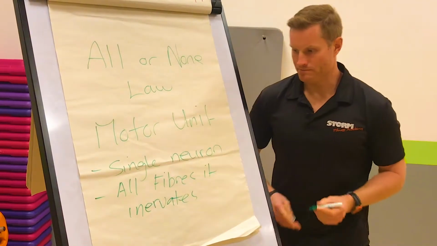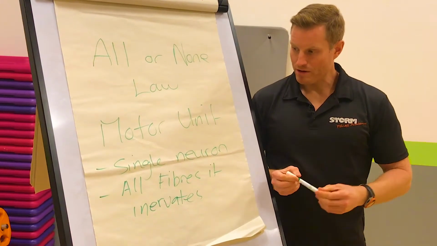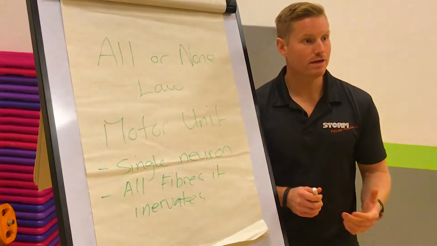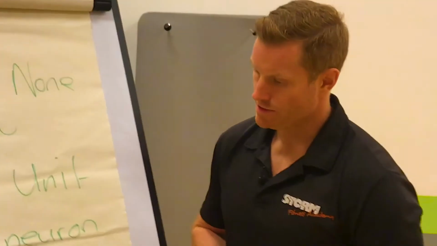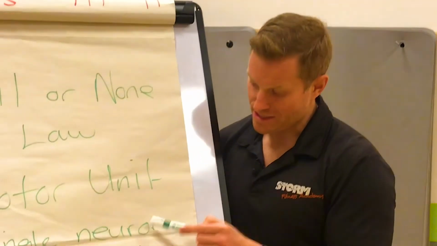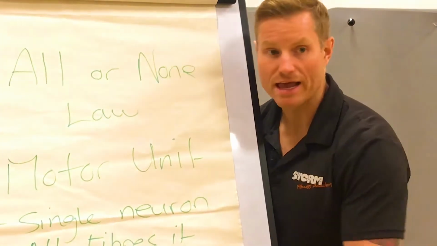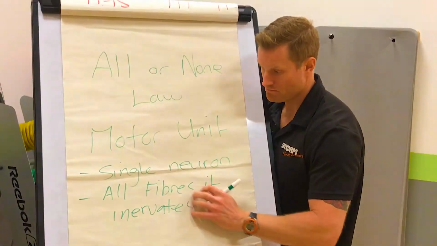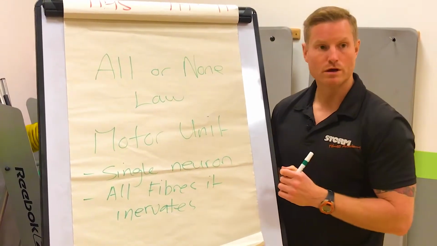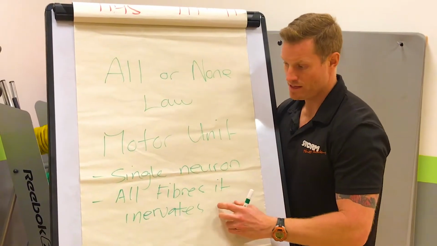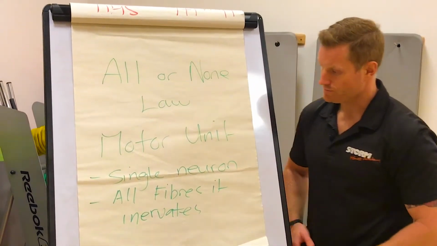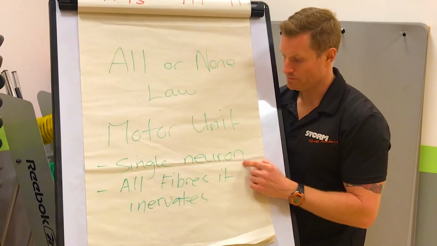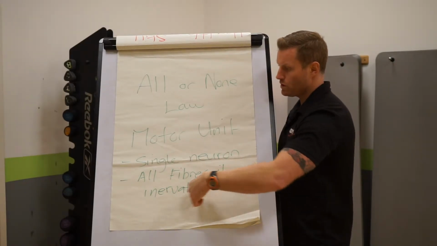It innervates. So if we're going to pick up a light pen, we're only going to recruit a few motor units. If we're going to pick up something very heavy, we're going to recruit lots of motor units. So a motor unit is always a single neuron, and it can be any number of fibers. Now, a large motor unit would obviously be a single neuron and maybe thousands of fibers. A small motor unit would be a single neuron and maybe 50 fibers. So my point being is it's always just a single neuron, but any number of fibers. And that's what a motor unit is.